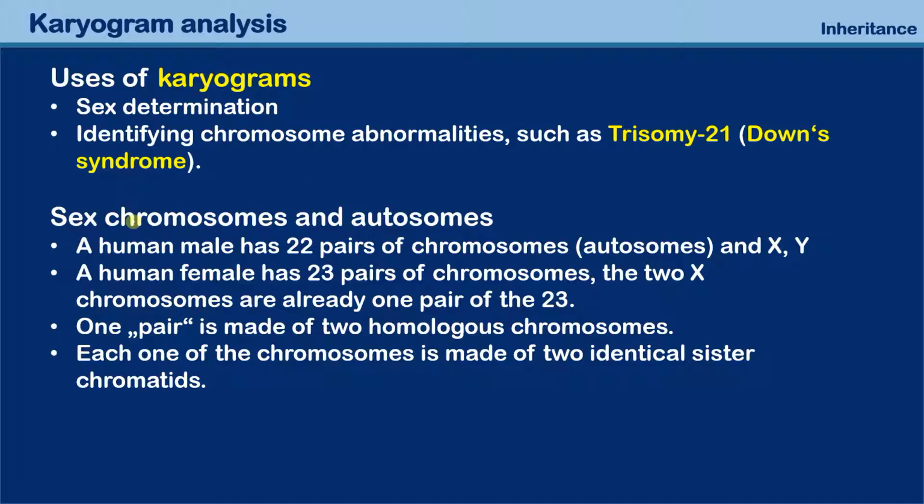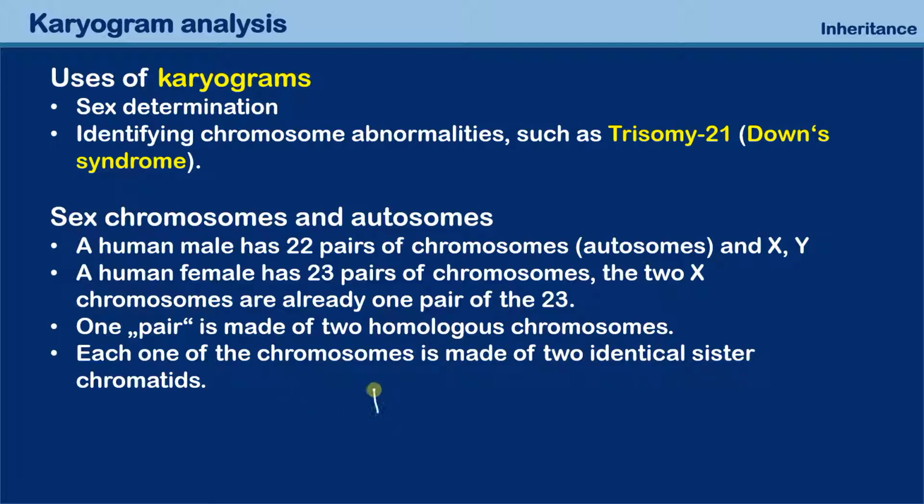There are now sex chromosomes and autosomes. I already mentioned this in a different video. A human male has 22 pairs of chromosomes, an X and Y. A human female has 23 pairs of chromosomes. The two X chromosomes are already one pair of the 23, and one pair is made of, again, two homologous chromosomes. And each homologous chromosome is again made of two identical sister chromatids.